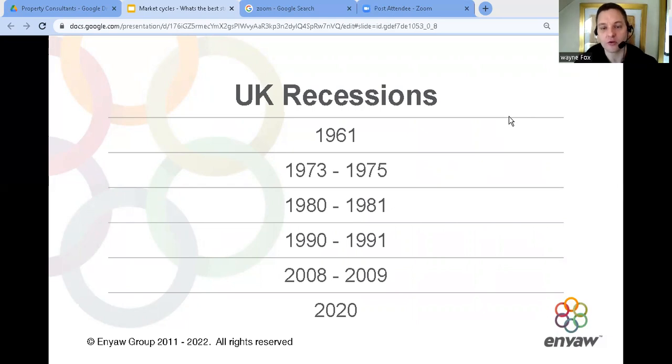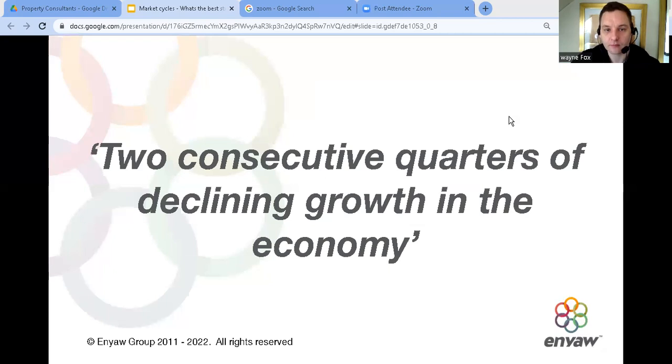So most Western countries go through a recession about once every decade. The last real recession was a crash in 2008, 2009. Now, the definition of a recession, for anyone that doesn't know, is 2 consecutive quarters of declining growth in the economy. So in other words, the total spending in the economy keeps reducing for 6 months or more.